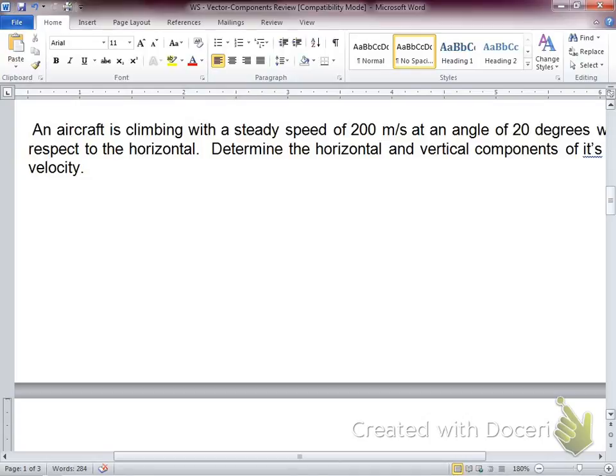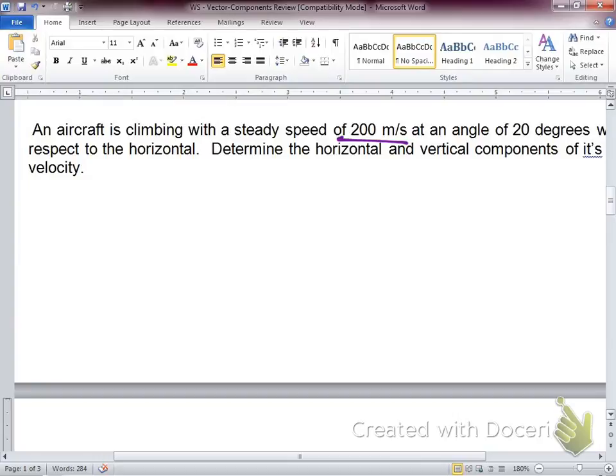At an angle of 20 degrees with respect to the horizontal, determine the horizontal and vertical components of its velocity. Okay, this is an introduction to the type of problems and the type of vectors we're going to have to start breaking down for projectiles. So this is an example of that. What it's telling us here is that we're moving 200 meters per second. That's a velocity vector. And we're moving at an angle 20 degrees from the horizontal.